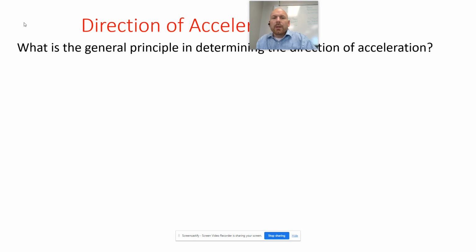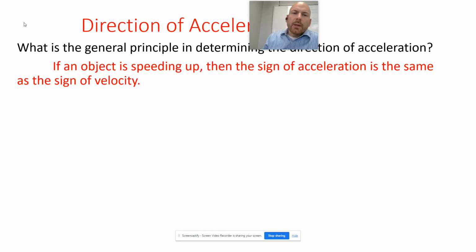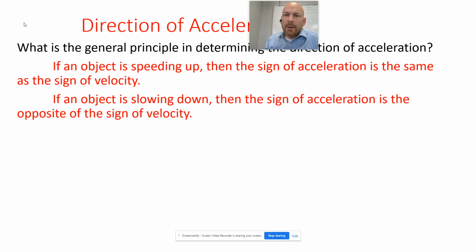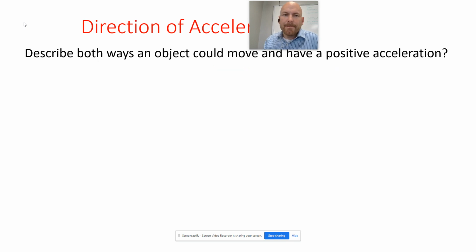So in general, the principle for determining direction of acceleration is if an object is speeding up, then the sign of acceleration is the same as the direction of the velocity. And if the object is slowing down, then the sign of acceleration is the opposite of the sign of velocity. So those two things, that's the rule.